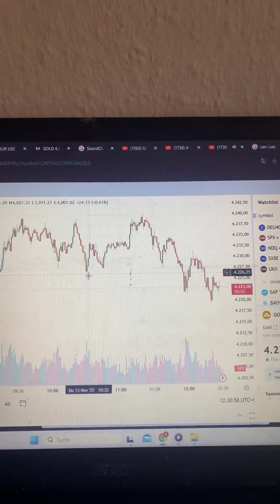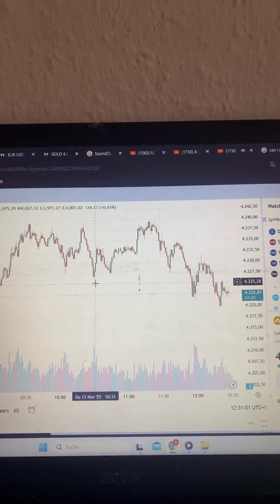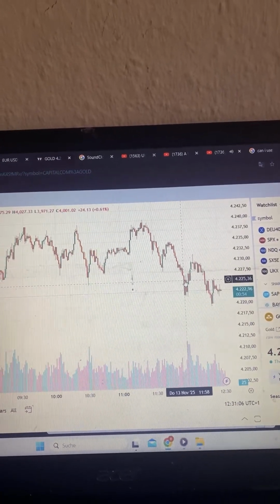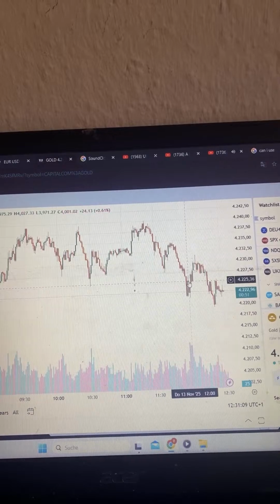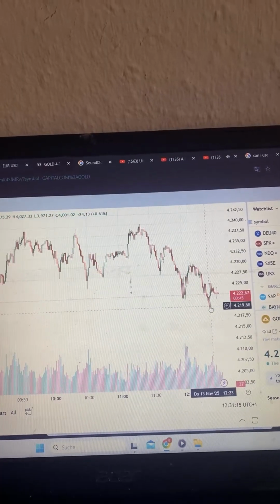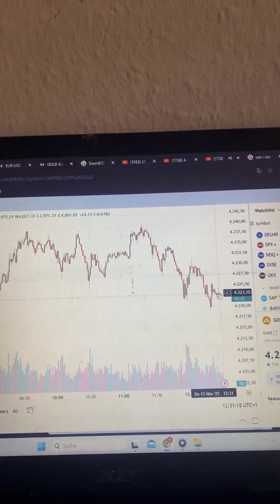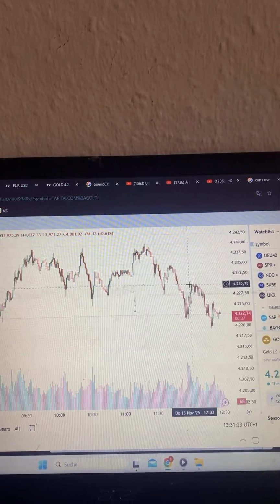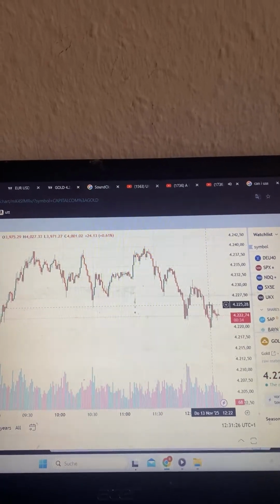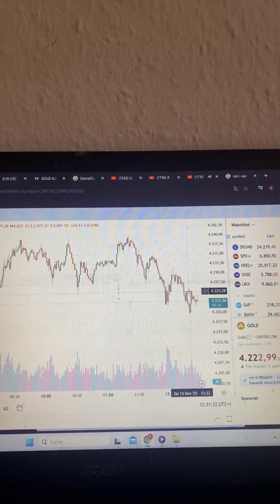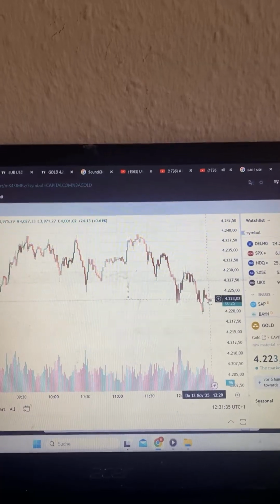So boom, 4225, 4225, then 4219, and now we're at 42. So there's a breakthrough point here, 4229, 4225. So I'm going to simulate a buy and a sell with this one.